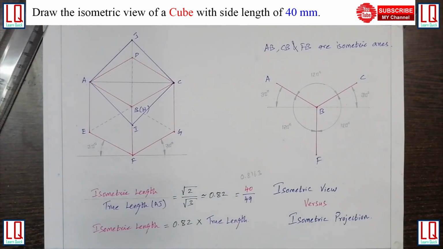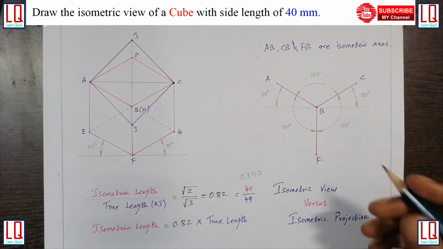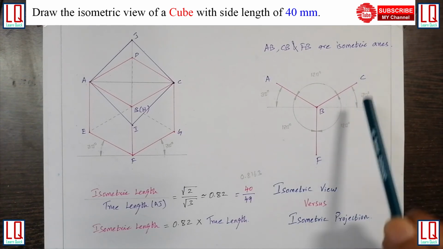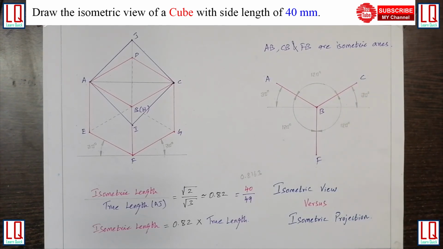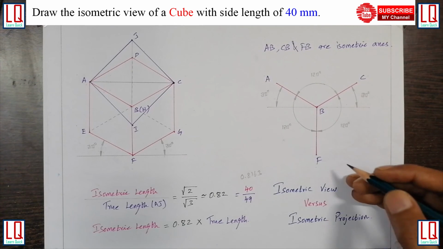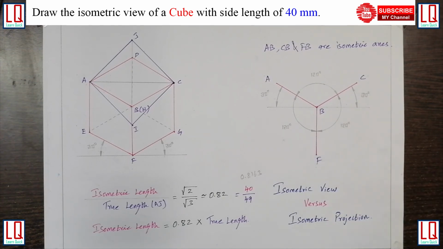I hope this video was helpful to understand how to draw the isometric projection of a cube, how to construct this box, and what are the angles involved between the isometric axes in the construction. You also learned the difference between the isometric view and the isometric projection and the ratio of isometric length and true length.